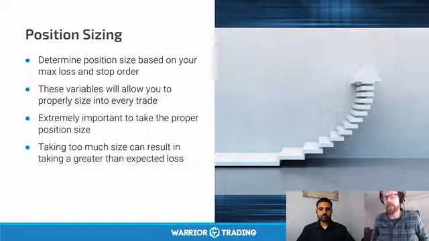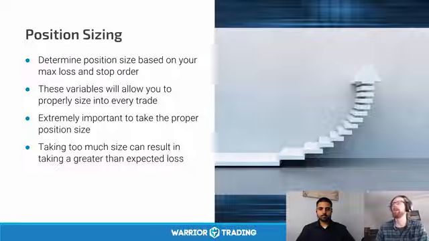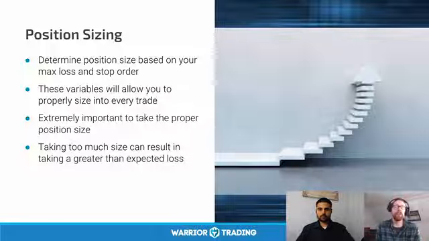So, there are some traders who are going to be more conservative. If you're trading stocks, you're trading in your retirement account or something like that, you may not feel comfortable putting your whole account into one trade.